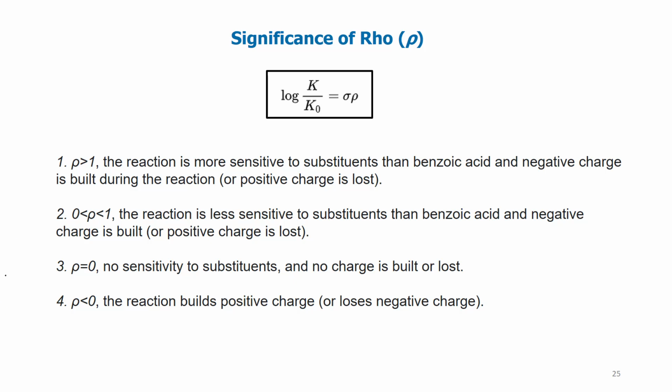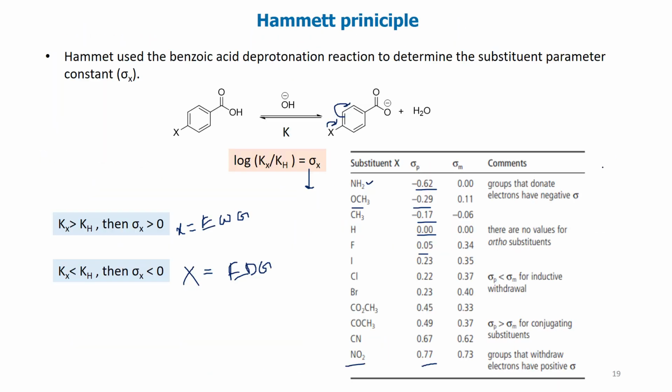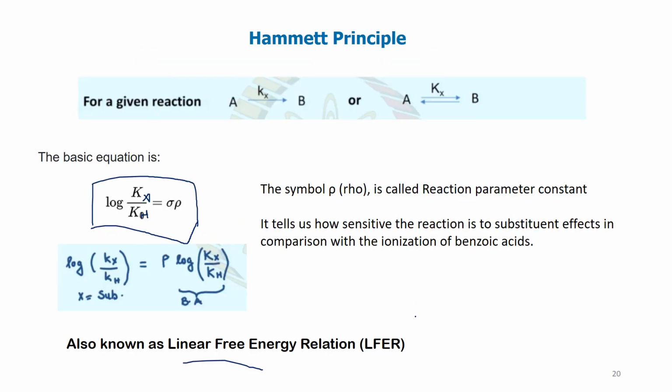So what is the significance of rho? We are almost at the end. So if rho is greater than 1, that is positive, the reaction is more sensitive to the substituent than benzoic acid, because in case of benzoic acid you have seen the values are all greater than 0. When it is an electron withdrawing group, values are greater than 0 but not greater than 1. It's less than 1, because it's a point value.